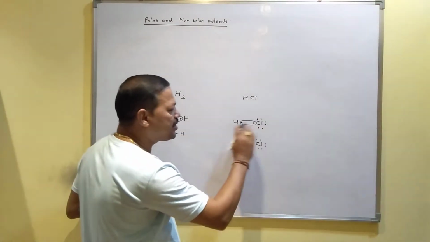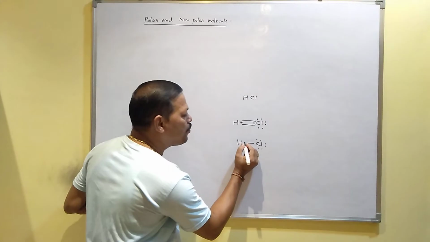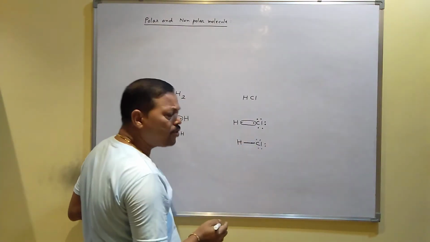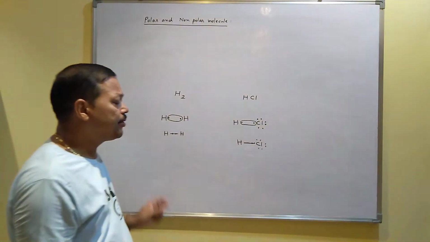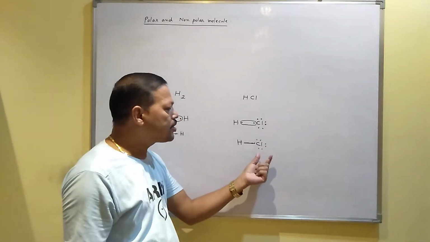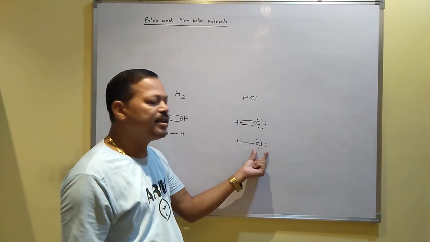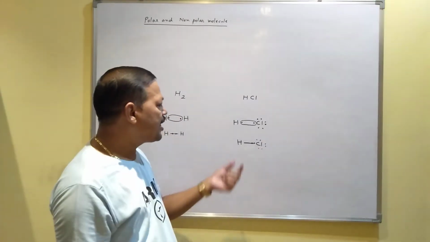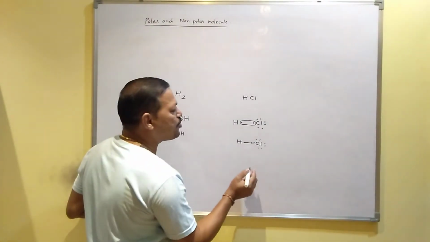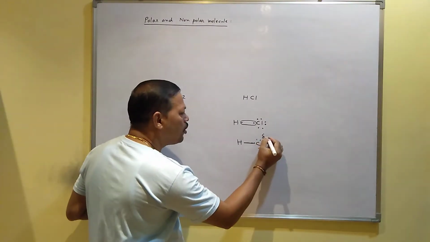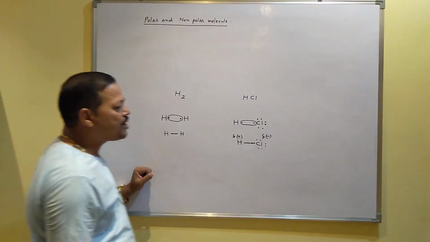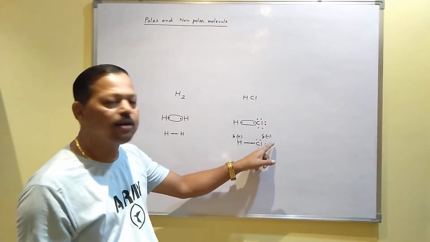And since chlorine attracts the electron more, the bonded electron goes towards the chlorine side, because chlorine attracts more than hydrogen. So when the shared pair of electrons moves towards chlorine, the electron density inside chlorine increases and the electron density inside hydrogen decreases. And due to the increase in electron density, chlorine will be partially negative and hydrogen will be partially positive, and these partial charges are represented by delta plus and delta minus.